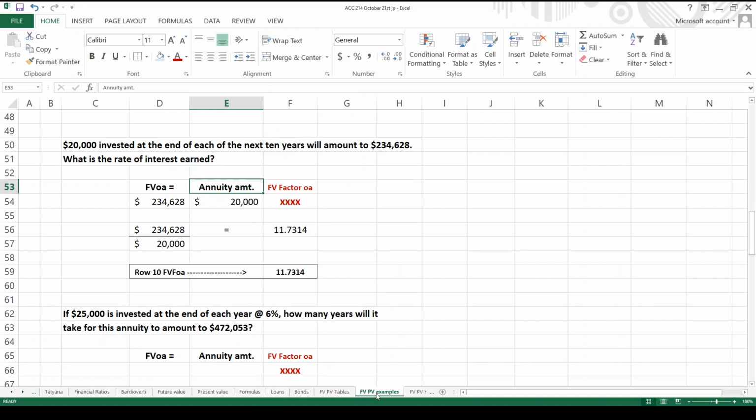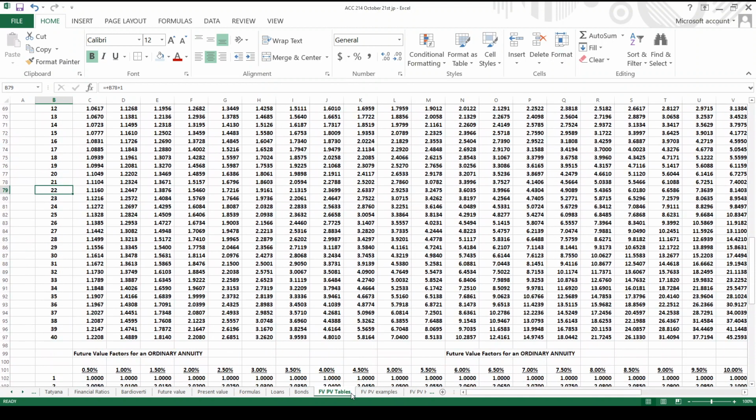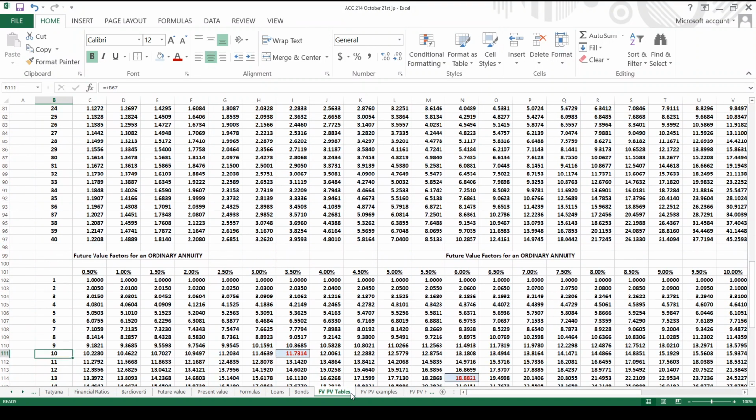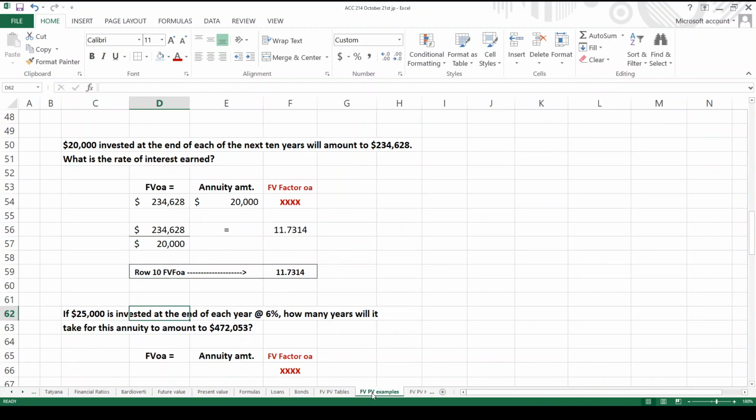So this is a future value factor for an ordinary annuity. We're going to go look in the future value ordinary annuity table. We're going to go across row 10, look for 11.7314. Let's see if we find that. Future value annuity table. n is equal to 10, right? And there it is, 11.7314. What's the interest rate? 3.5%. So you know the n, you go across, and then you go up to find your interest rate. All right. Next on the hit parade, what do we got here?